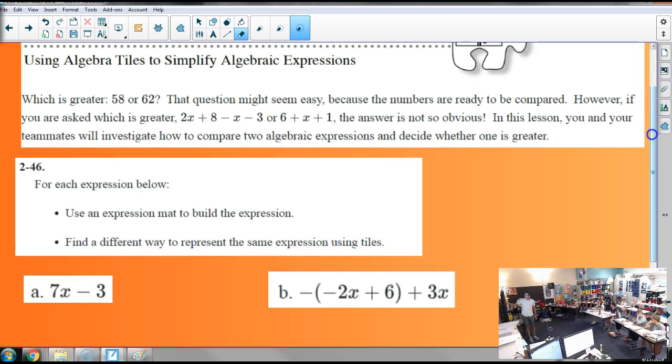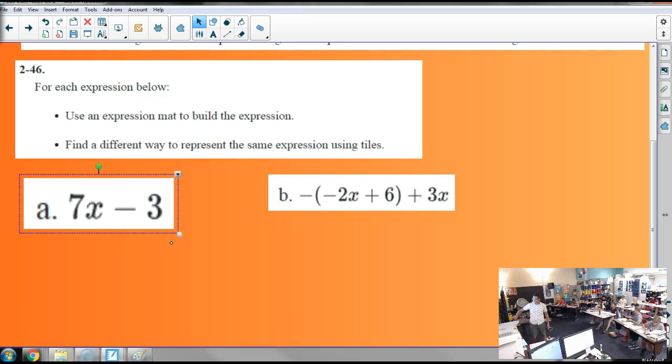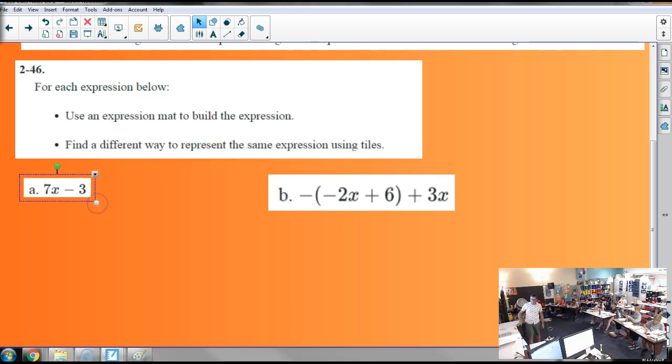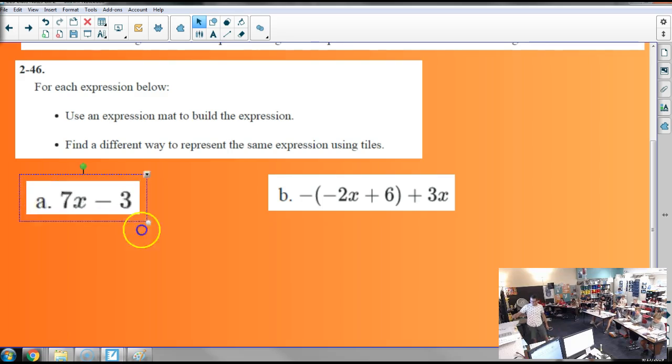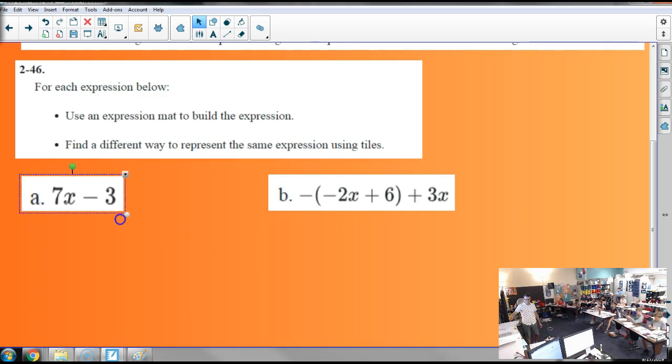All right, build this on your algebra mat two different ways: 7x minus 3. Not subtraction. Are you not adding on 3 tiles to your paper? Yeah, you are. Put tiles on your paper. I can't even make that very big. It gets grosser, it's really pixelated.